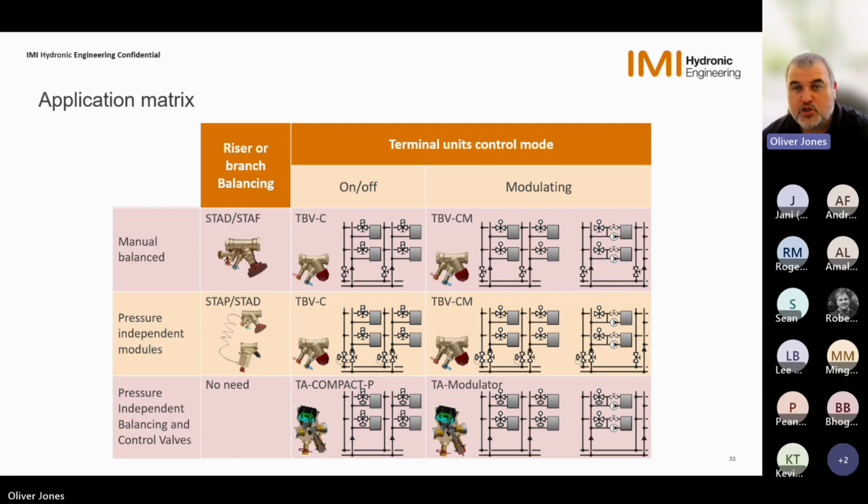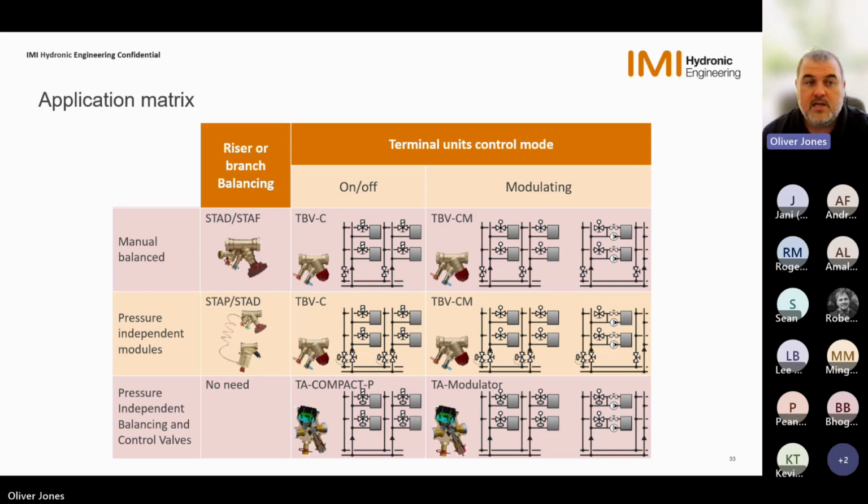For pressure independent modules, we're still using our TBVC for on-off on our terminal units, and we're using our TBVCM for modulating on our terminal units. But we need to control our differential pressure because we're no longer a manual balance system. Our DP is varying throughout the system. So we need to control those DP variations to enable stable flow through each of those terminal units.